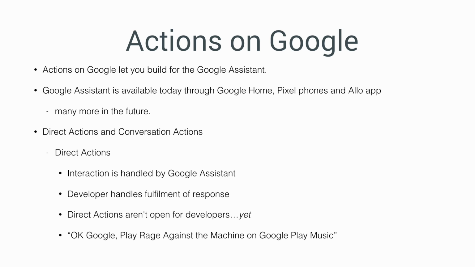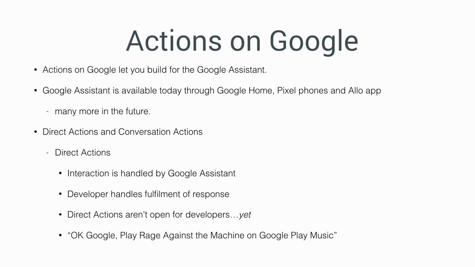So, first of all, actions on Google. When I did this talk last time, my slides were on this side, so I'm now having to reverse my brain. Actions on Google let you build for the Google Assistant, and the Google Assistant is available currently in a couple of places. Obviously, Google Home being the kind of the key one that people have seen. Google Assistant is also available on your Pixel phone and through the Allo app, which you can download from the Google Play Store, and you can imagine that it's going to be in many places in the future, Android Auto, all that kind of stuff, so big things are coming.